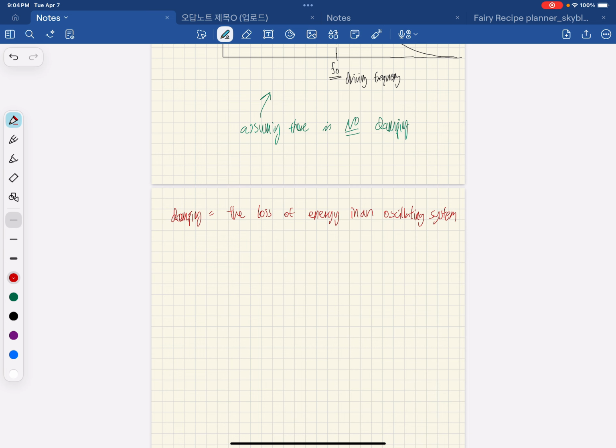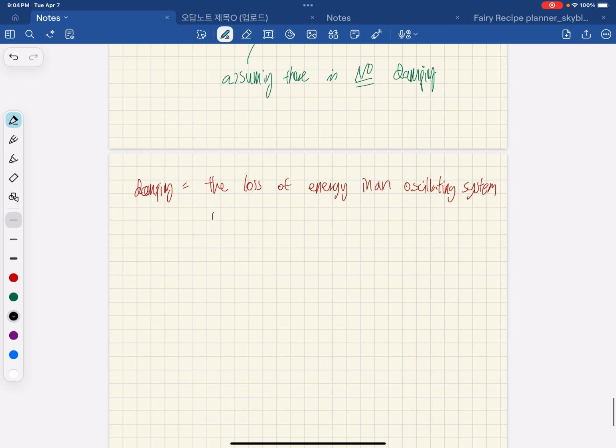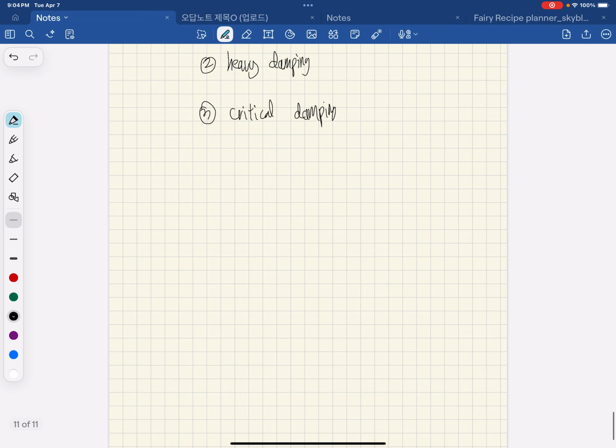And there's three main types of damping. First is light damping. Second is heavy damping. The third is critical damping. Okay, I'll try to illustrate this on a graph.